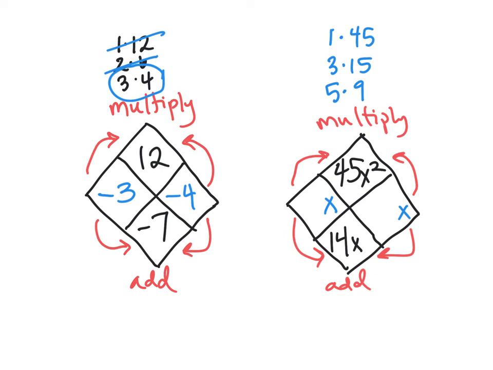Now, looking at my factors of 45, if I add 1 and 45, that will not equal 14. 3 plus 15, that will not equal 14 either. It turns out 5 plus 9, that will equal 14, and that tells me that my coefficients are 5 and 9. So we have 5x times 9x. If we multiply those together, that gives us 45x squared. And then if we add those, that will give us that 14x on the bottom.